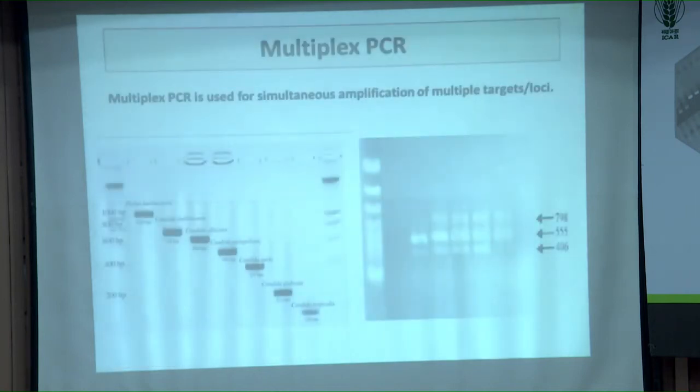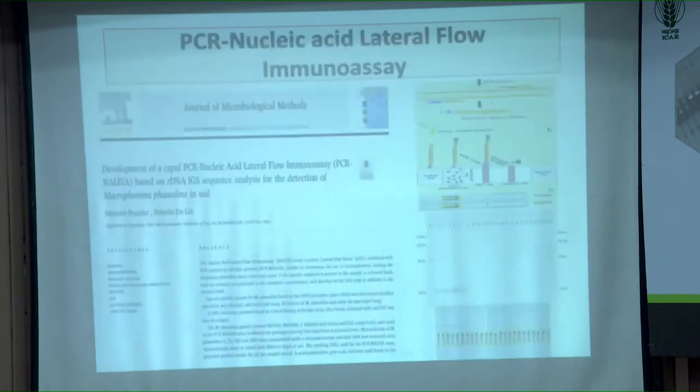Then I told you there are variations. One is taxonomy PCR, quantitative PCR, and another is multiplex PCR. In this case, at the same time we can detect so many pathogens. Specific bands are there for specific pathogens. So, these are some of the examples where it is used. Multiplex PCR is used for simultaneous amplification of multiple target genes.